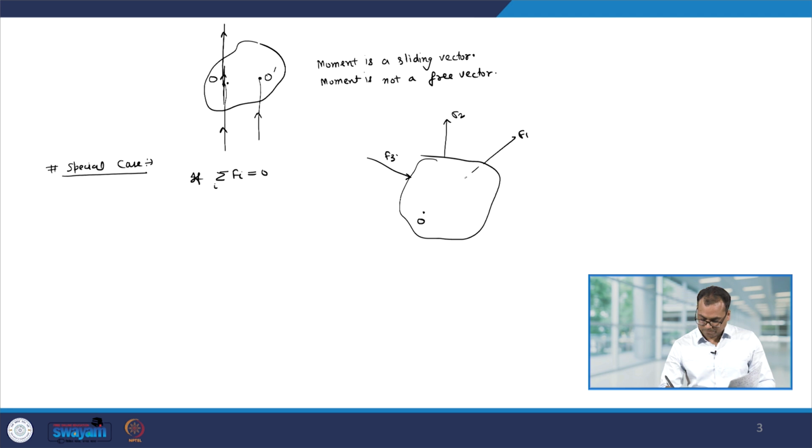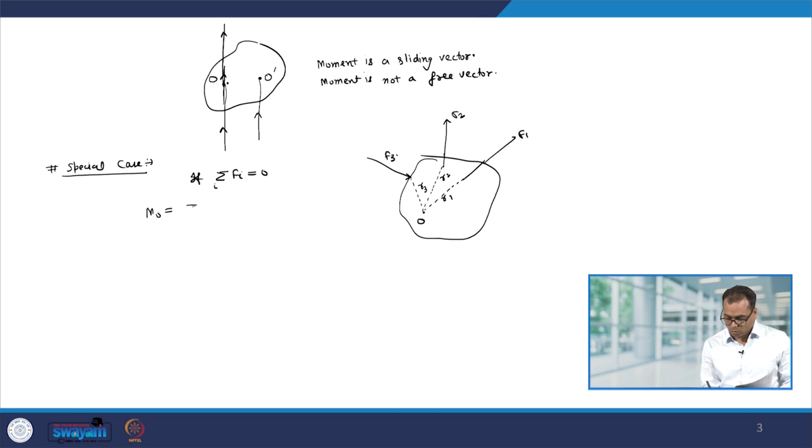Let us say this is R1, this is R2 and this is R3, then the moment about O will be the sum over i of Ri cross Fi. Now, let us say we want to calculate the moment about another point O prime, which is at a distance a from O.